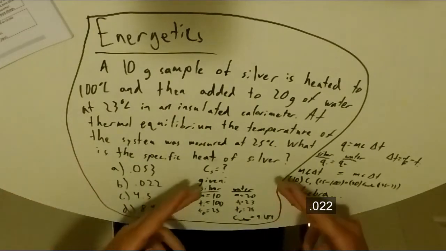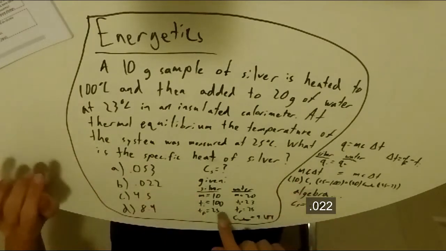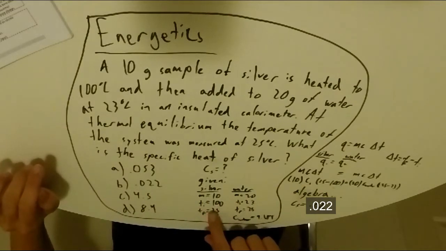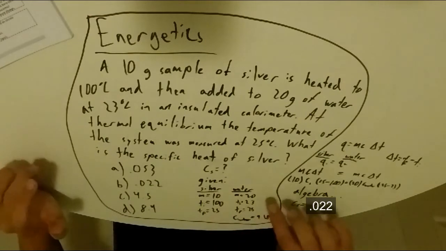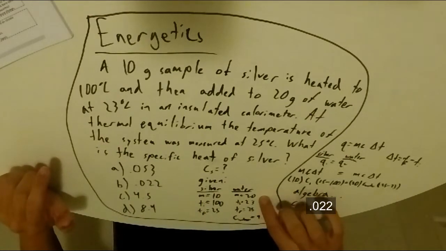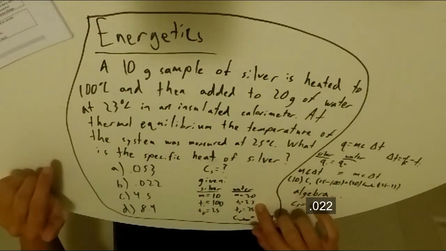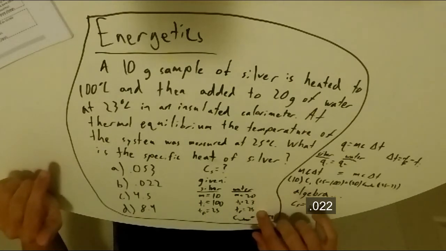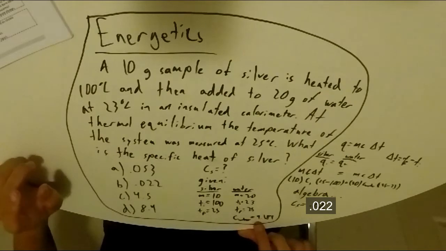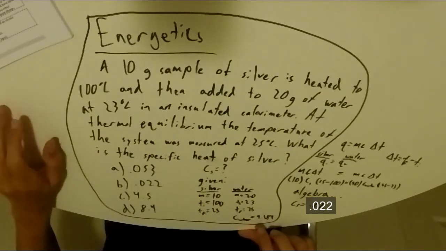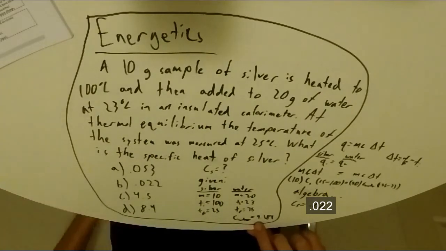So I wrote down what was given. You have the mass of silver, the initial temperature of silver, the final temperature of silver. You have the mass of water, the initial temperature of water, and the final temperature of water. And then the specific heat capacity of water, it should be given to you, but if not, just try to memorize it. It's 4.184.